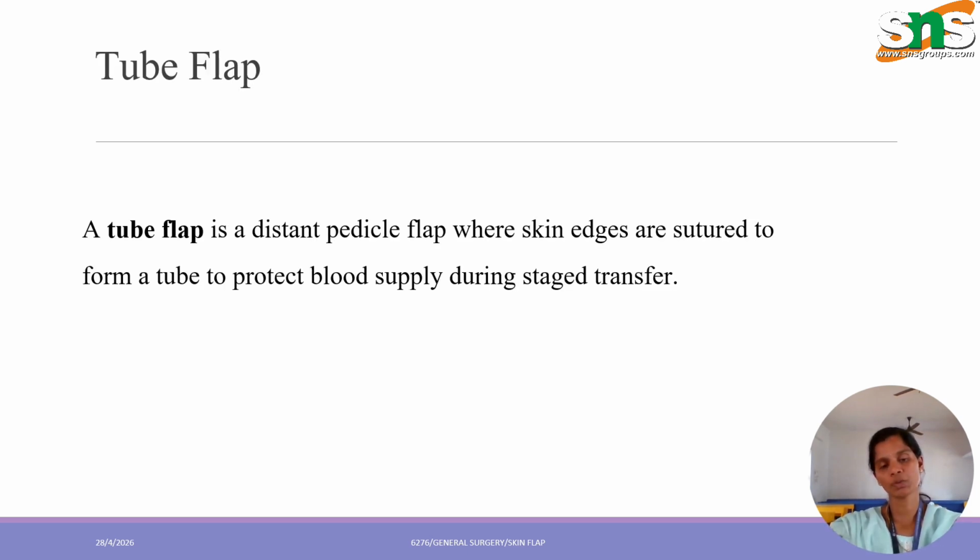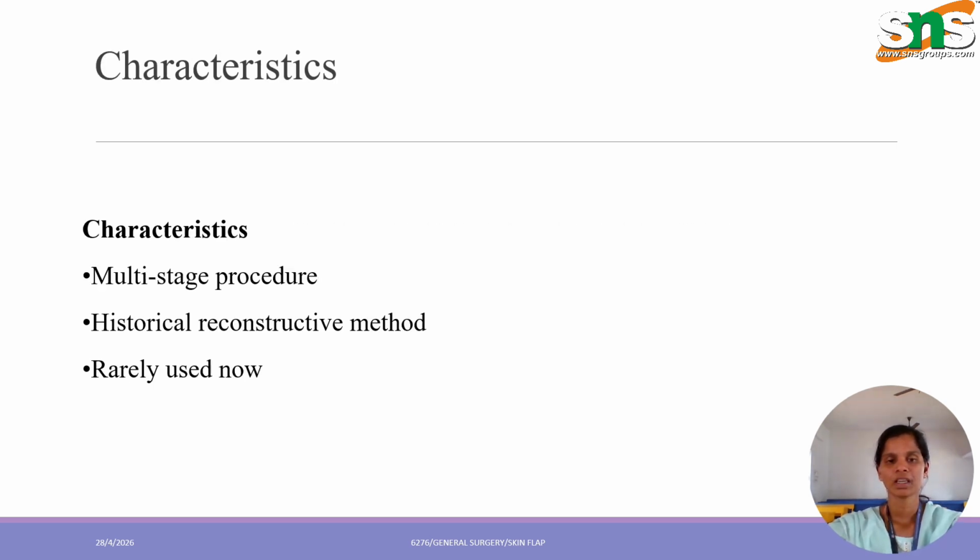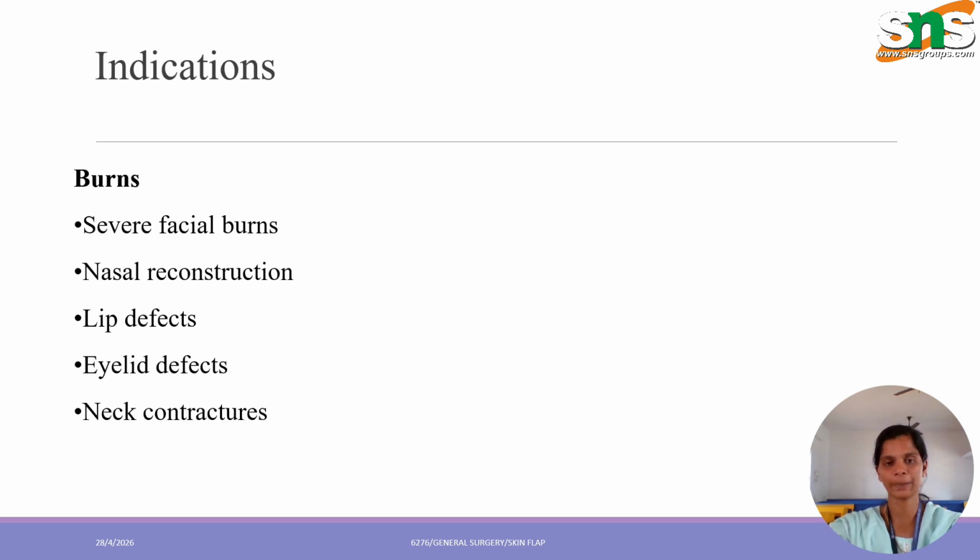Next one is tube flap. Tube flap is a distant pedicle flap where the skin edges are sutured to form a tube to protect the blood supply during the stages of transfer. Characteristics include multi-stage procedure, historical reconstructive method and rarely used now.